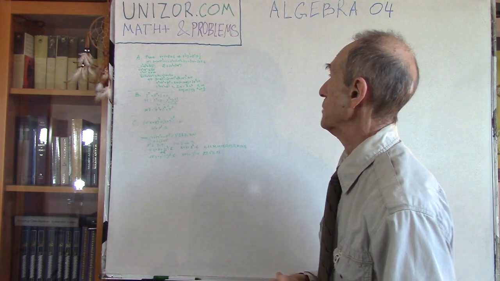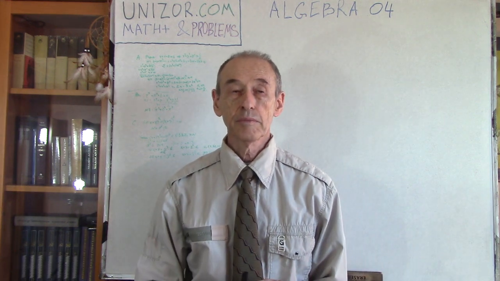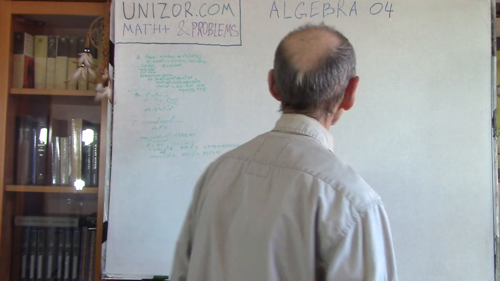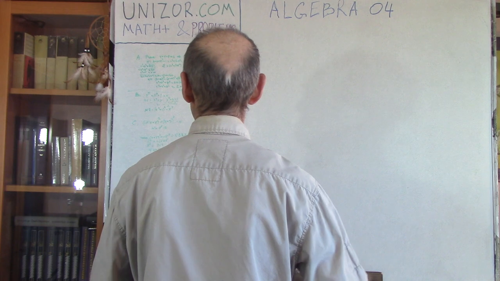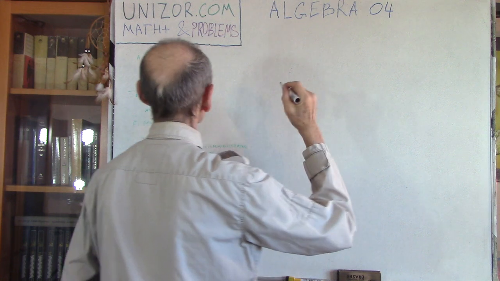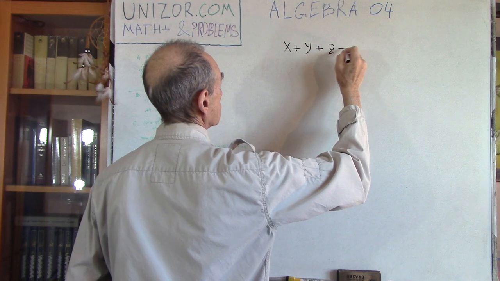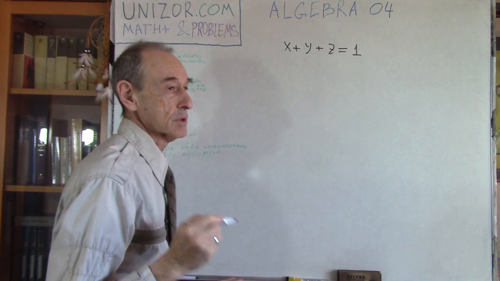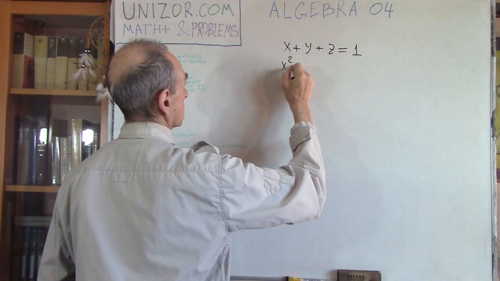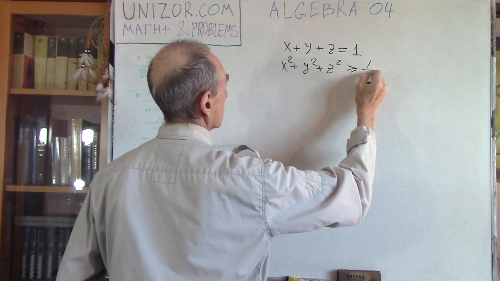Okay, so today we will talk about certain problems in algebra. Well, let's just start. The first problem is the following. Let's consider you have three numbers which, if summed up, equal 1. I have to prove that the sum of their squares is greater than or equal to 1/3.